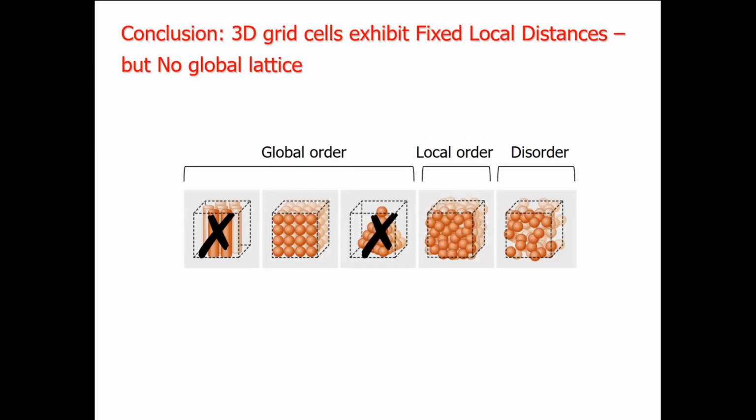We don't see a lattice, FCC or HCP, because we explicitly tested for that, but we don't see any other lattices as well because we looked at the angles. On the other hand, this is not a disordered system because we do see those local distances that are preserved, local distances between nearby firing fields. So it looks like we have a situation of a locally ordered system.